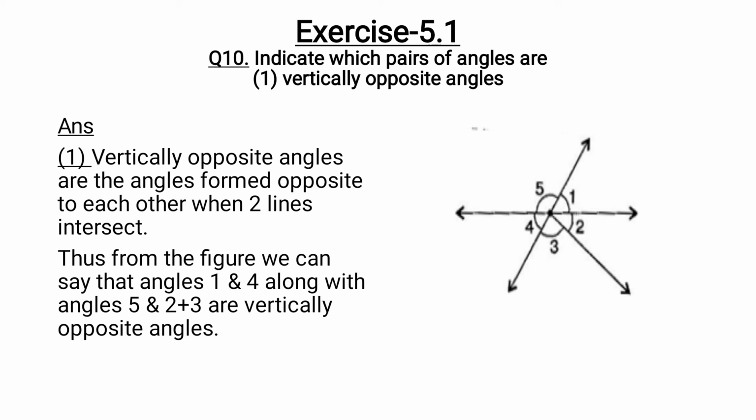Well, if we go by the definition, vertically opposite angles are formed opposite to each other when two lines intersect. Thus, from the figure, we can say that angle 1 and angle 4, along with angle 5 and angle 2 plus 3, are vertically opposite angles. Here, angle 1 and angle 4 are vertically opposite angles to each other, and similarly, angle 5 is vertically opposite to angle 2 plus 3.